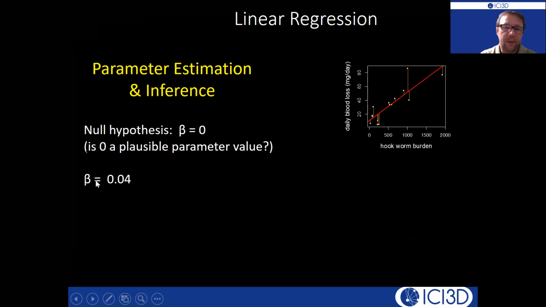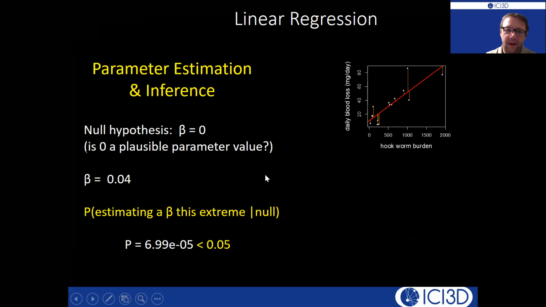We observed a slope of 0.04. Well, that's what we observed. Is it plausible that it could be 0? We do a hypothesis test. We find out the probability of getting a slope at least as big or bigger than the one we actually observed, assuming this null value. And that's what a p-value is.